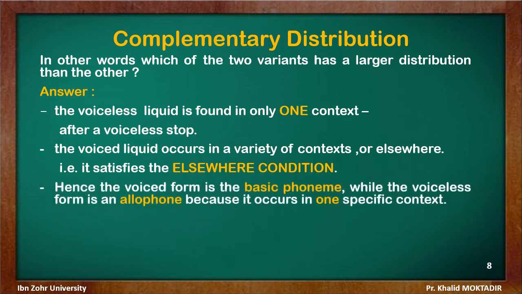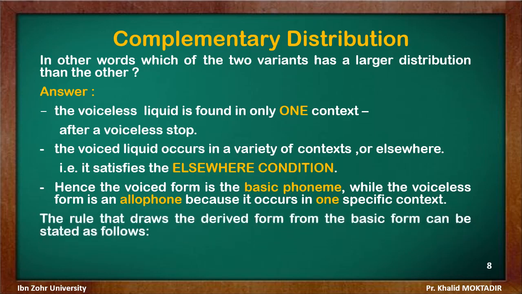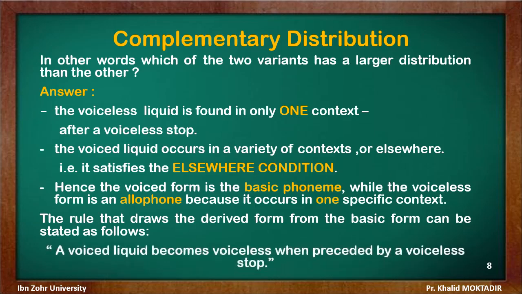Hence, the voiced form is the basic phoneme, while the voiceless form is an allophone because it occurs in one single specific context. The rule that draws the derived form from the basic form can be stated as follows. A voiced liquid becomes voiceless when preceded by a voiceless stop.